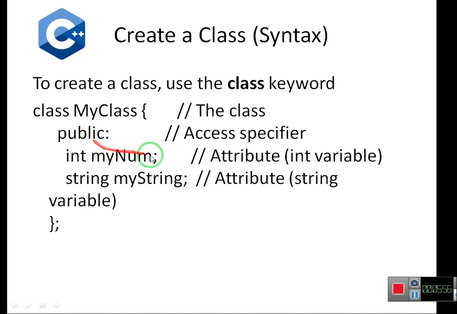And here we have attribute-like variables: int is the data type and my num is the variable name. String is the data type, and my string is the attribute-like variable. We can store numbers here, and this is the curly bracket. Inside we define our variables and access specifier, and in the end we have a semicolon.